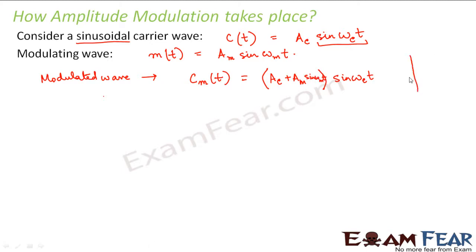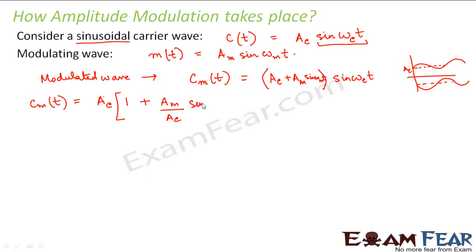If you look at an amplitude modulated wave, this is how the amplitude varies. So this was AC, and with AC there is some AM sine omega m t. This is how we can denote a modulated wave. So let us see what we get after calculations. If we take AC common, we get 1 plus AM by AC sine omega m t, times sine omega c t.